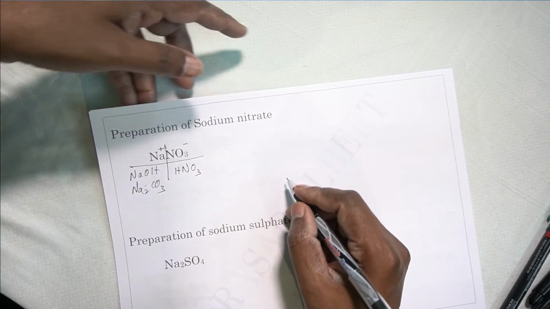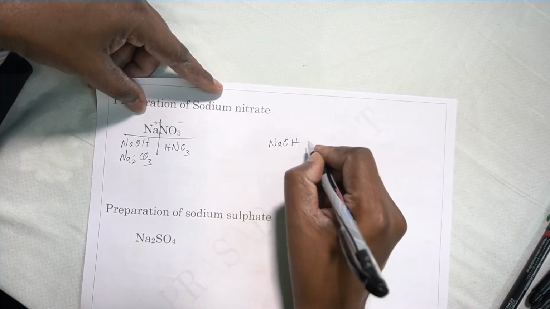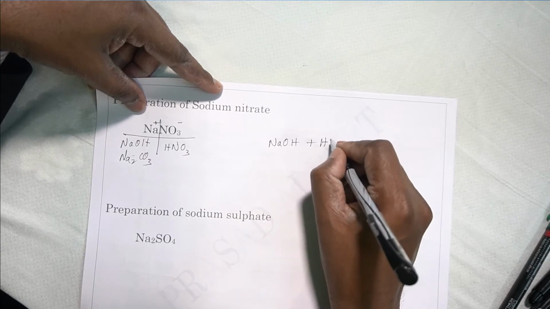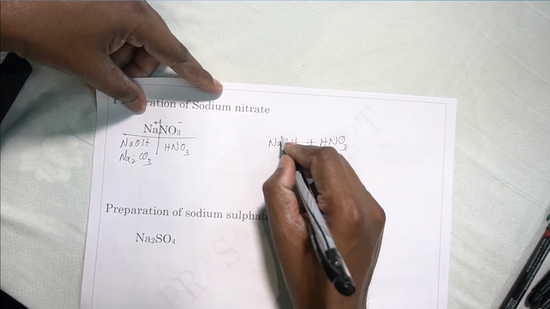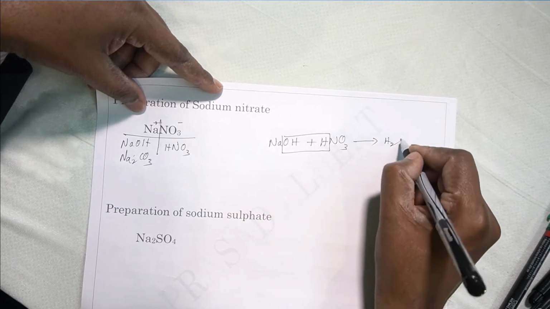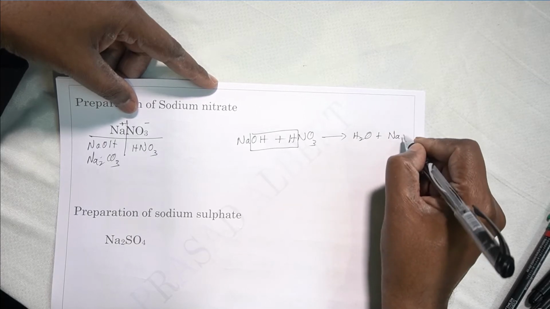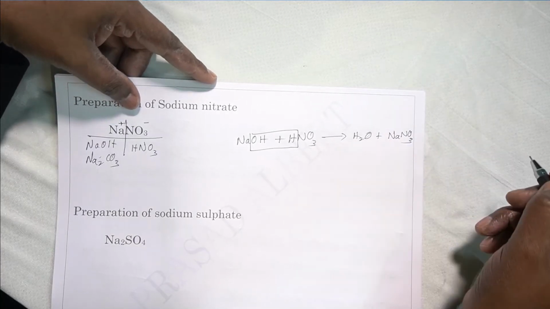So we have two reactions. What are the two reactions? NaOH plus HNO3, nitric acid. So here the OH and the H will be removed as water, and we have the salt NaNO3, sodium nitrate, formed.